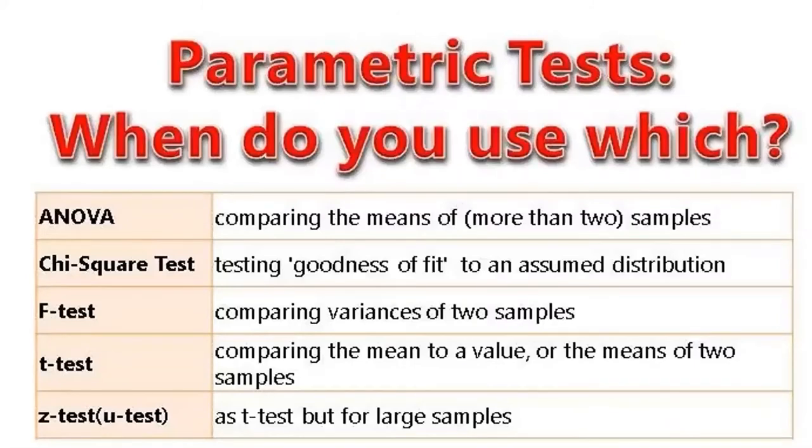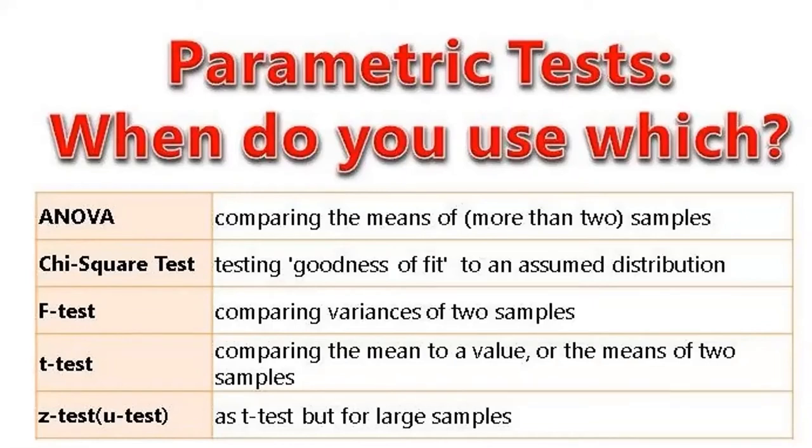Now let's do a quick revision of a chart that tells what type of test should be used when. In case of ANOVA, when you compare the means of more than 2 samples, we mainly use ANOVA. Then the chi-square test is used generally to test the goodness of fit to an assumed distribution. When there is an assumed distribution and we have to test the goodness of fit, we use the chi-square test. Then the F test is used when we have to compare the variance of 2 samples.